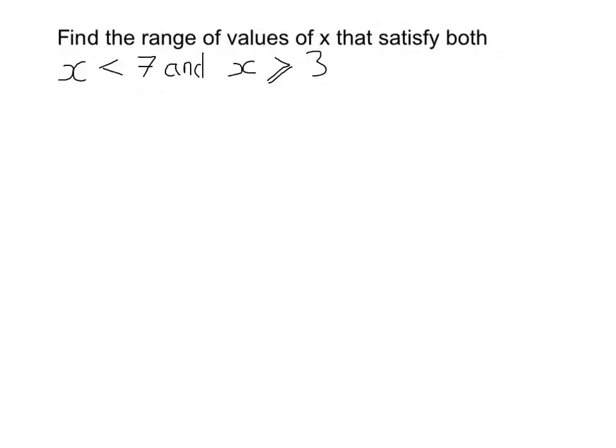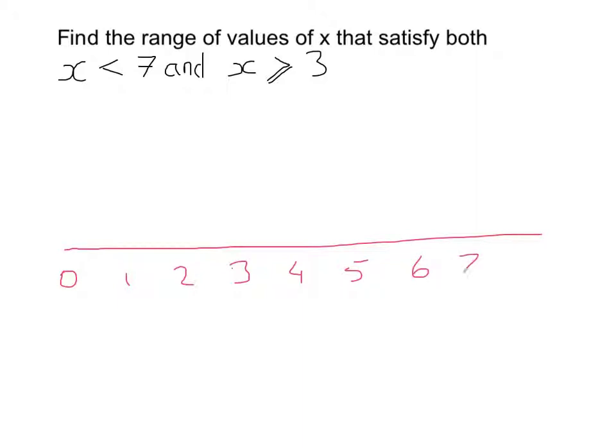If I am asked to find the range of values of x that satisfy both x is less than 7 and x is greater than or equal to 3, I can do this by looking at them on a number line. If I look at a number line and put a bunch of numbers, let's say between 0 and 10, just so that both 3 and 7 are within my list of numbers.